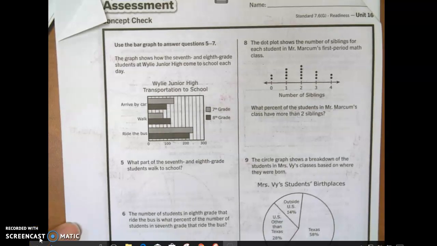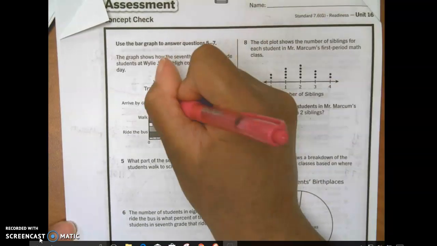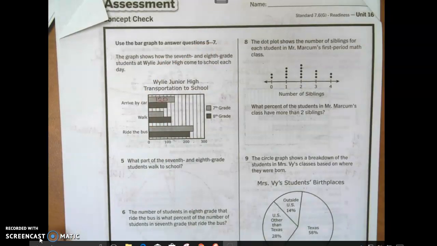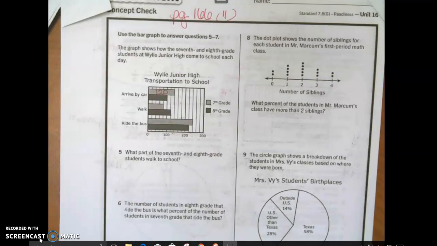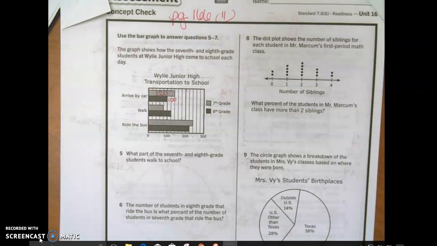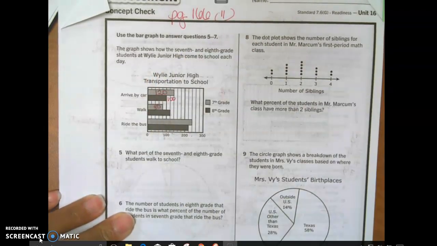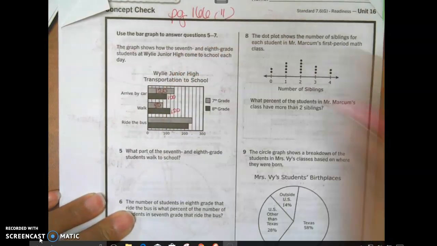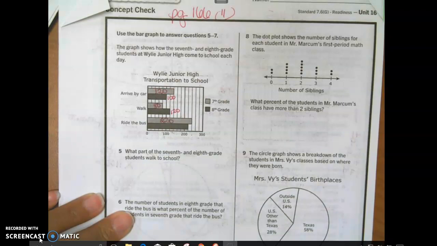The graph shows how the 7th and 8th grade students at Wiley Junior High come to school each day. How many come by car? 166. How many 8th graders come by car? 100. How many 7th graders walk? 80. How many 8th graders walk? 20. How many 7th graders ride the bus? 20. Good. How many 8th graders ride the bus? 20.